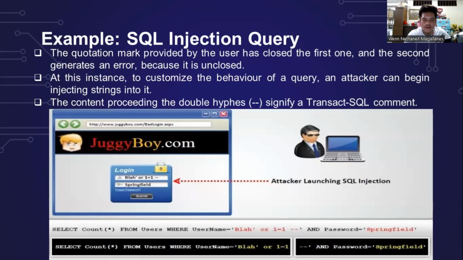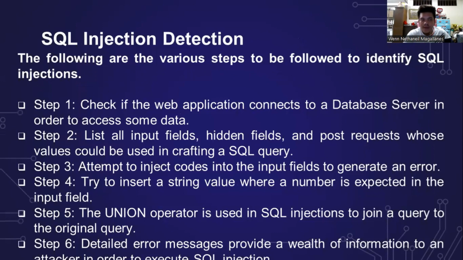So here's the query: select count from user where username is equal to blah or one is equal to one, double hyphen, and password Springfield. Select count from user. So the following are various steps to be followed to identify SQL injection.